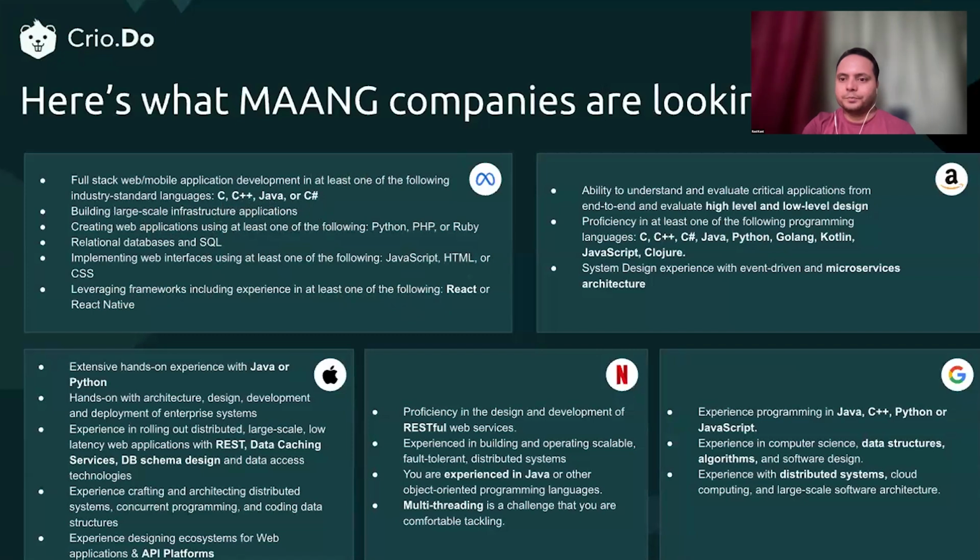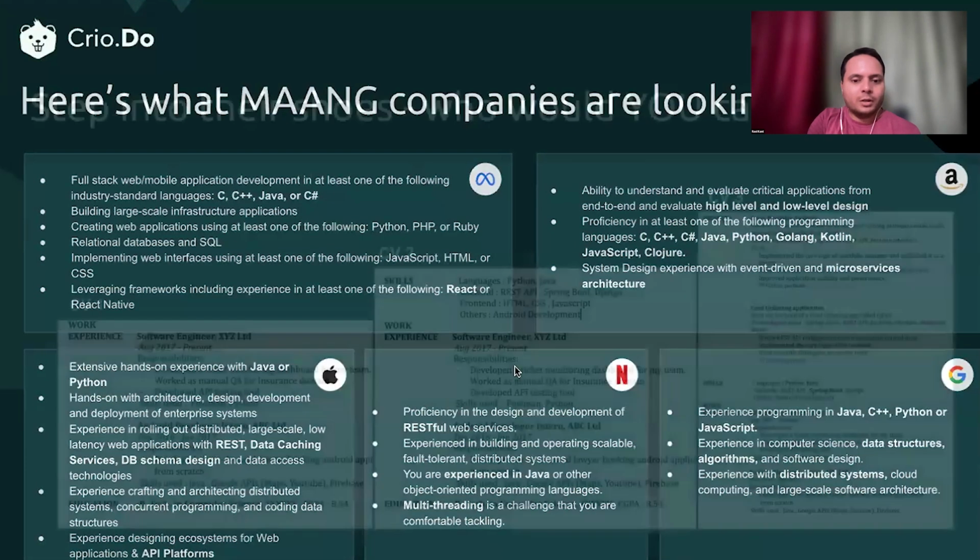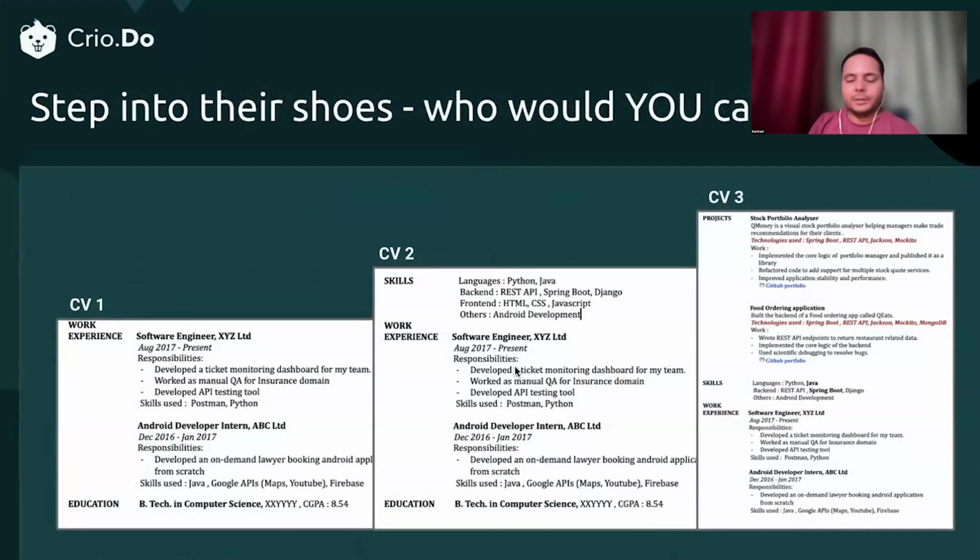Then you have this for Amazon: some skill sets mentioned are high level and low level design. For Apple, you have data caching, DB schema, API platforms, all these experiences. Netflix: REST API, RESTful web services, multi-threading. Google: distributed systems and so on. So with this exercise, if you go through the careers page and those open roles, you will understand what skill sets they're looking out for. That will be the first step. It will create an essential goal for you: what skill sets you should target and what you should be learning in order to get that dream job at these MAANG companies.